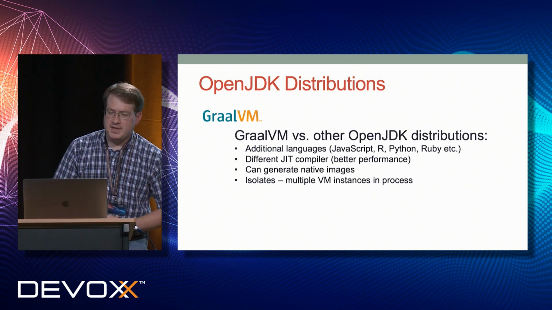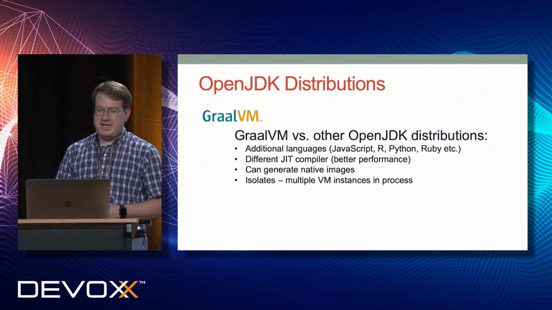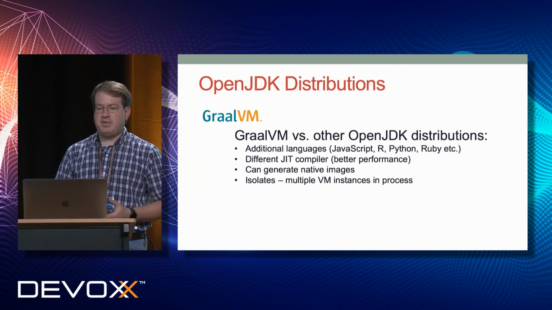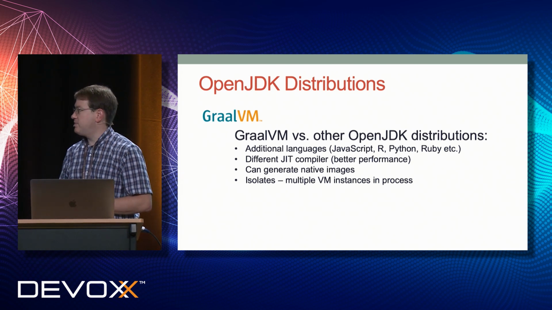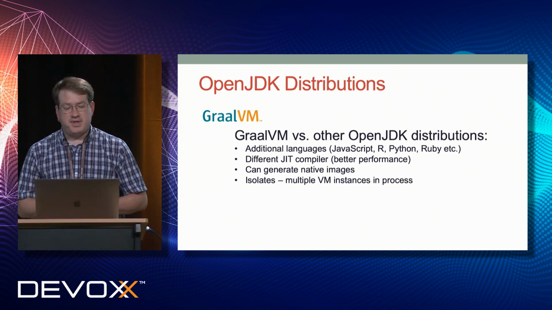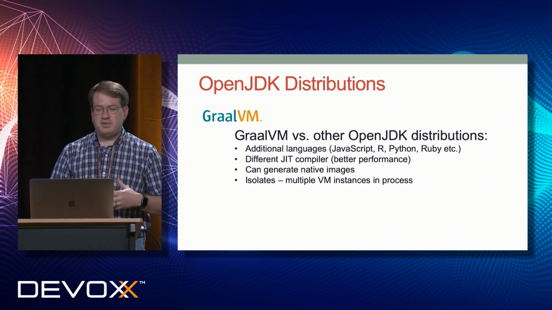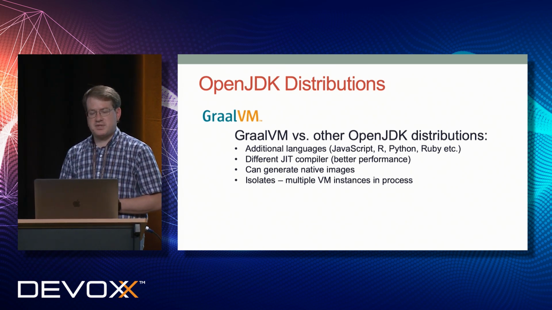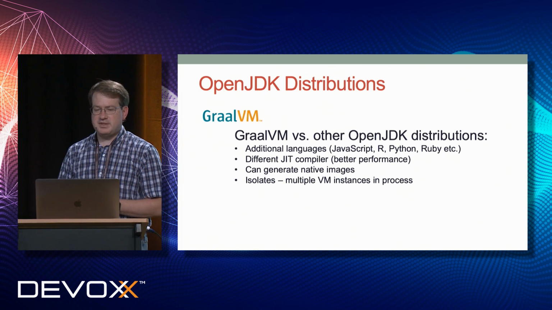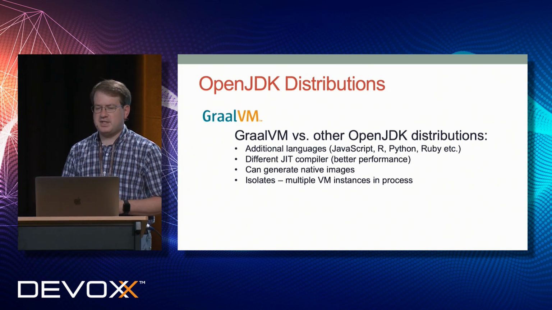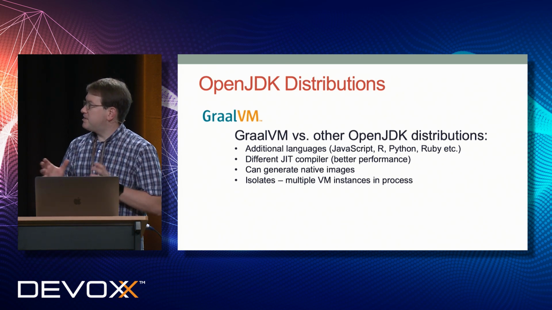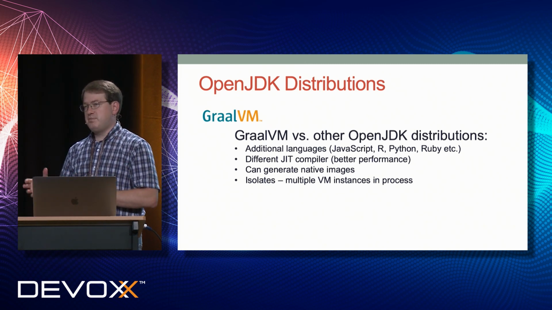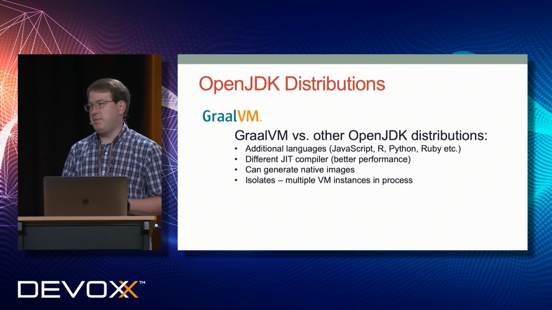So GraalVM versus the other OpenJDK distributions adds additional languages: JavaScript, R, Python, Ruby, etc. It has a different JIT compiler that's actually implemented in Java, which right now, according to the metrics, is supposedly giving excellent performance. As I mentioned, it can generate native images, and it has the ability for something called isolates, which basically means you can run multiple VM instances in process. That is a very interesting thing to look at, and hopefully the Java EE containers will take advantage of this in the future. That's how GraalVM distinguishes itself from the other OpenJDK distributions. It really is a different beast. It is OpenJDK, but it's got this extra stuff on top of it.